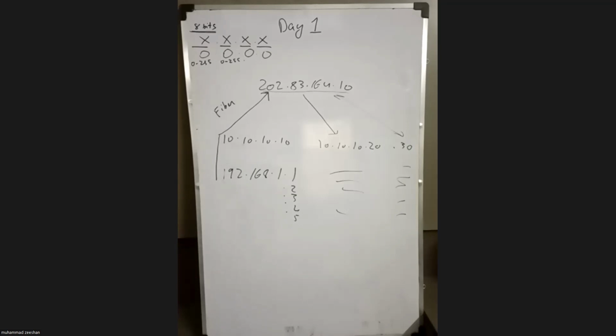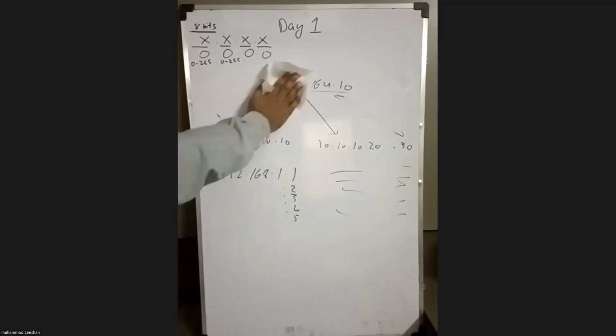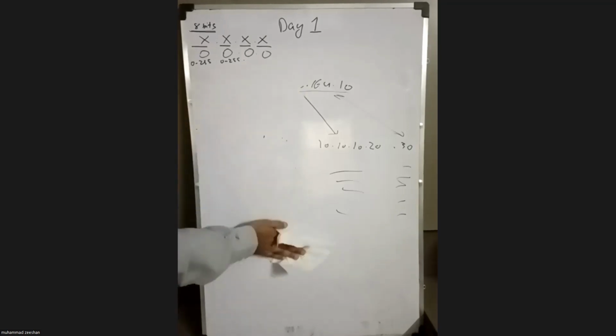Are you getting it? Especially for you, Jay. Yes. So how is it done? What's network address translation? We will discuss it later.